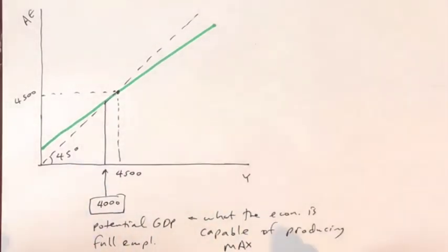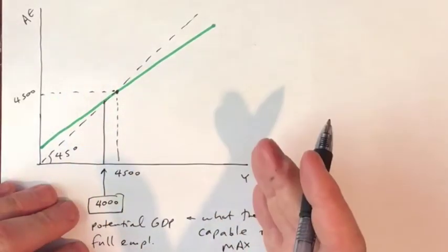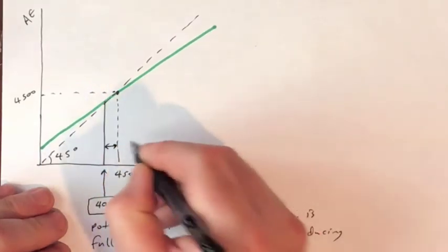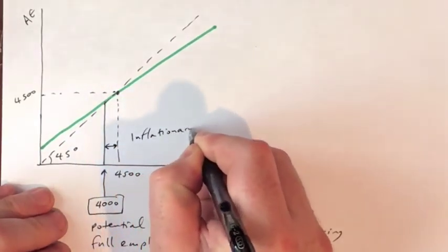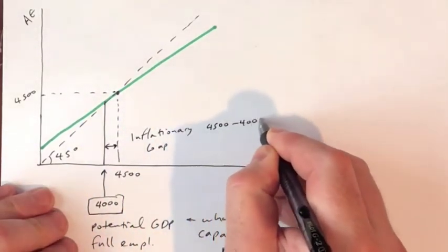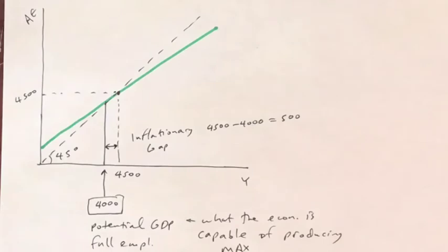You can't have more spending than there is stuff. Now, what you can have is more people show up who want to buy than there is stuff. That can happen. And if that happens, then you tend to get rising prices. So this situation where the equilibrium is to the right of the full employment level creates something called an inflationary gap. We can see how large it is: 4,500 minus 4,000 gives us 500. There's an inflationary gap of 500.